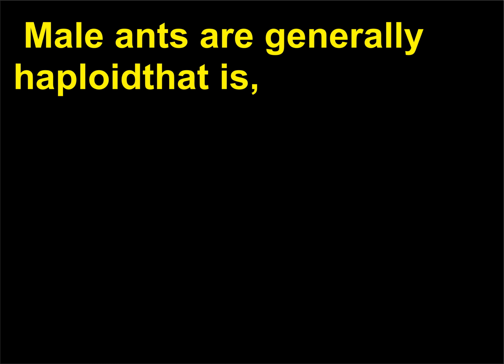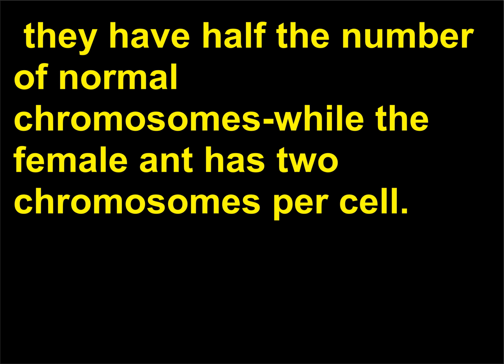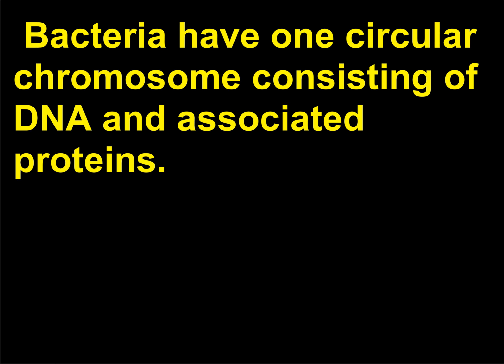Male ants are generally haploid, that is, they have half the number of normal chromosomes, while the female ant has 2 chromosomes per cell. Bacteria have 1 circular chromosome consisting of DNA and associated proteins.